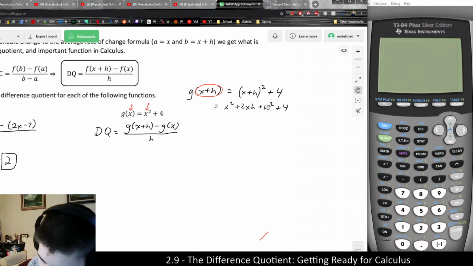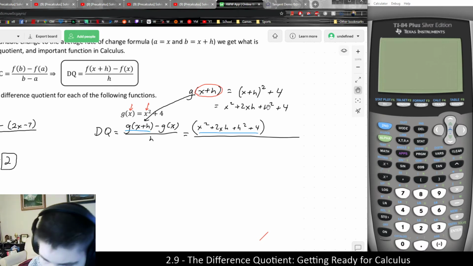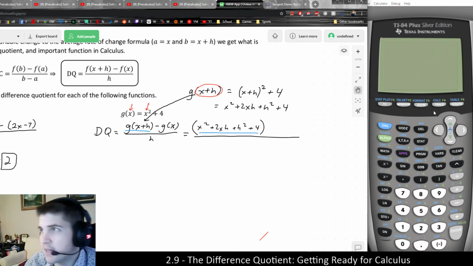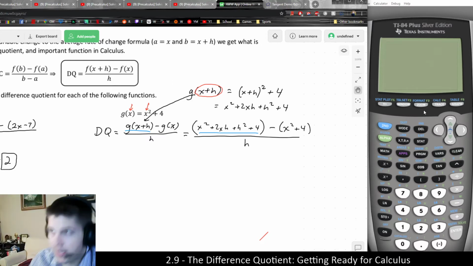And if I plug that in right there, that would be x squared plus 2xh plus h squared plus 4. All of that is my g of x plus h. And I notice that I'm using parentheses, which is always my recommendation when simplifying the difference quotient. But this would then be minus g of x, which is just my original function. And I want to make sure that I'm subtracting the whole function g of x, so I'm going to use parentheses, and that's all divided by h.